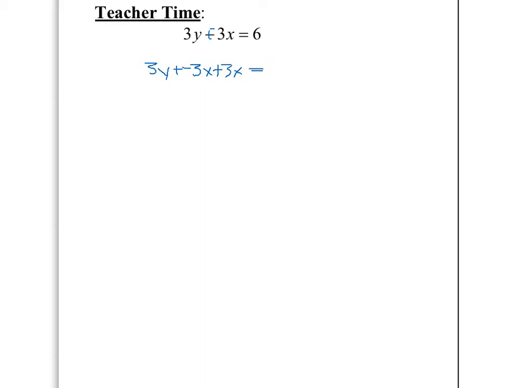This is where Denzel gets confused, so let's just be clear what I'm doing here. I'm adding 3x to both sides. I'm just commuting the 3x to the front at the beginning, because that's where I want it to end up in slope-intercept form. All right? So that's going to give me 3y is equal to 3x plus 6.